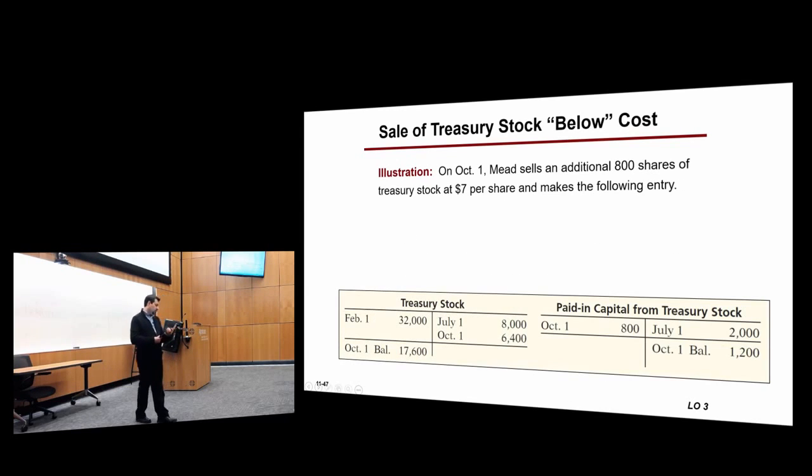So on October 1st, Mead sells an additional 8,000 shares of treasury stock at $7 per share. For the first time they sold 1,000 shares, it was for $10. Now they are selling it below cost. They are selling treasury stock for $7. How much cash will they receive?